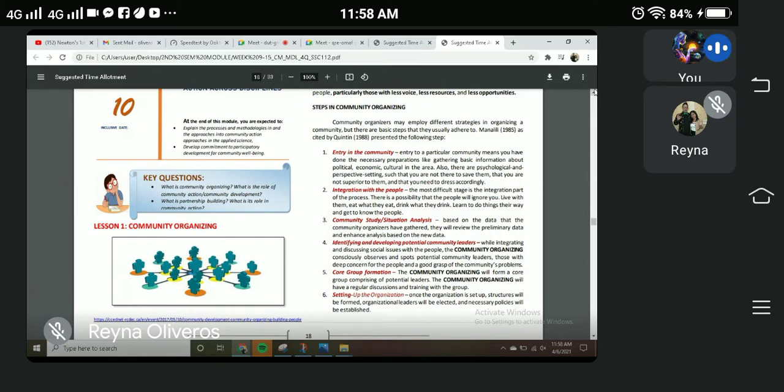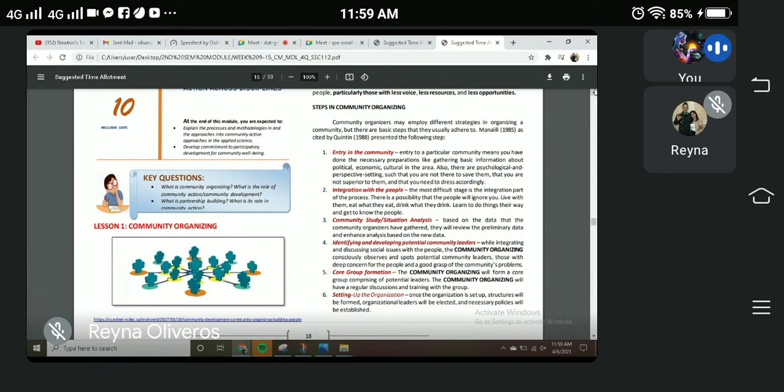Then step number 2 is integration with the people. It is the most difficult stage in the process because there is a possibility that the people will ignore you. You have to live with them, eat what they eat, and drink what they drink. You have to learn to do things their way and get to know the people.